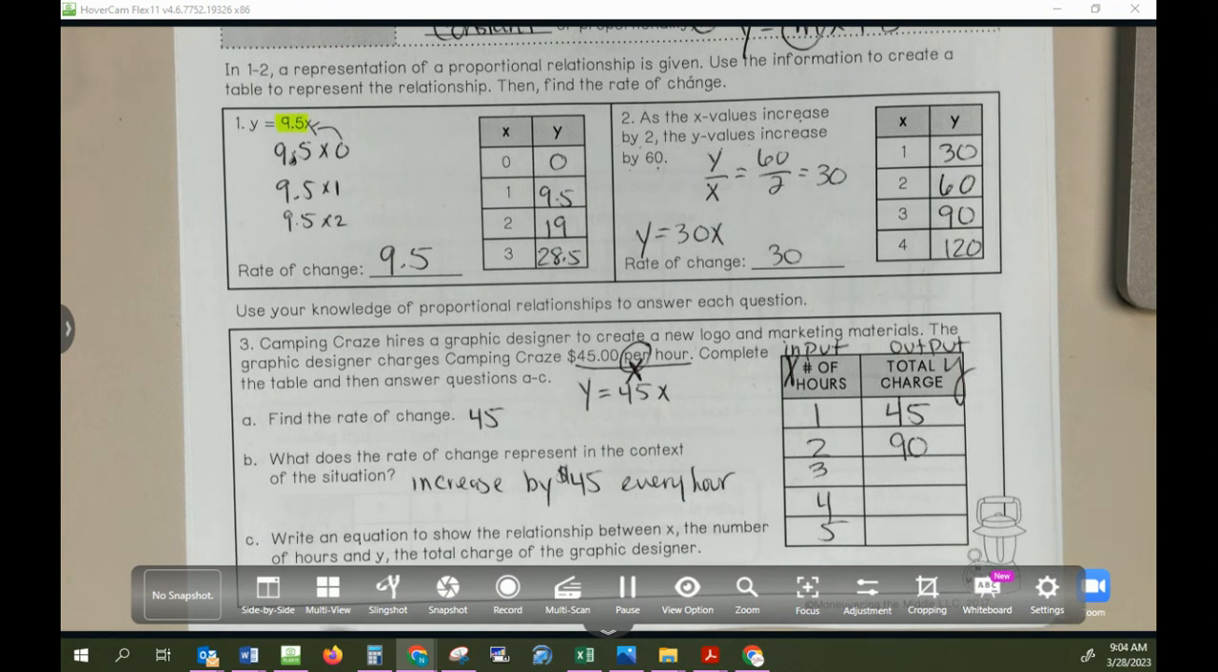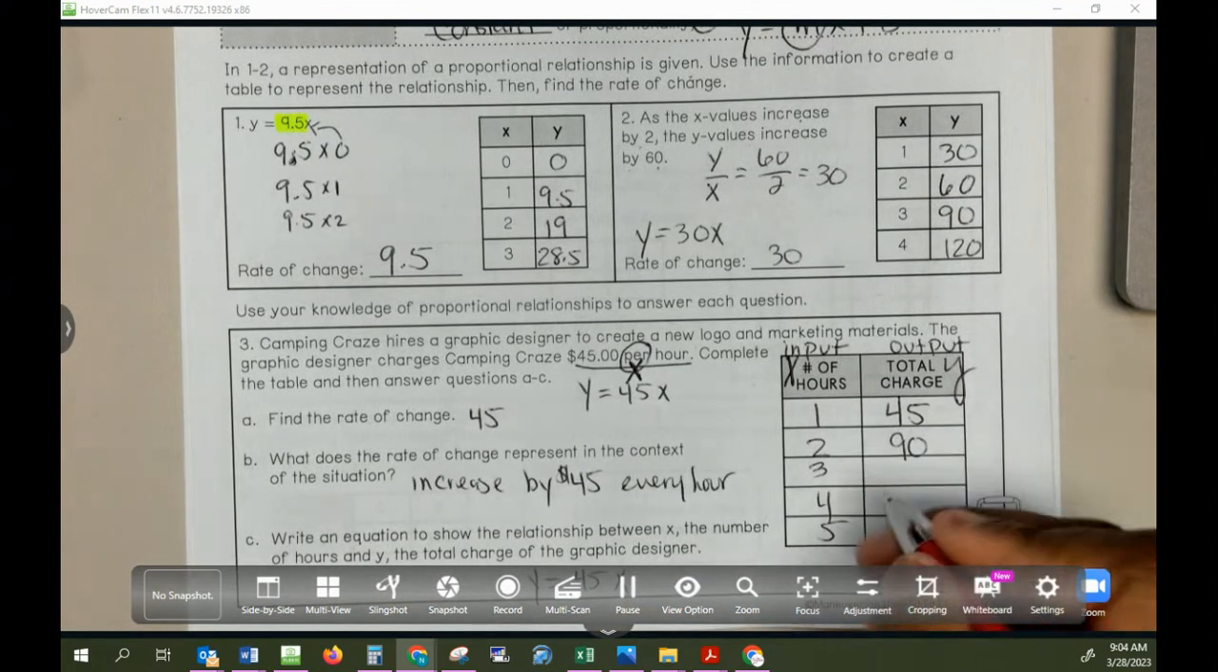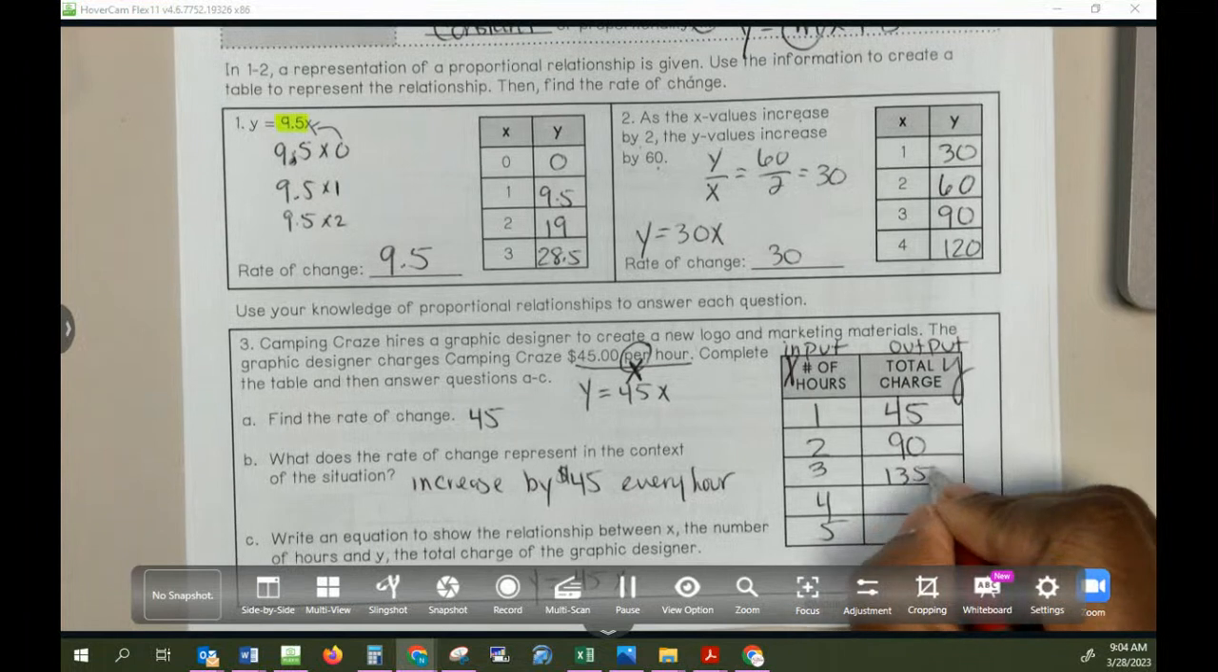And then we can, of course, fill in the paper. It says, write an equation to show the relationship between x, the number of hours, and y, the total cost. We already wrote our equation, y equals 45x. And then we can definitely fill in the rest of our table.